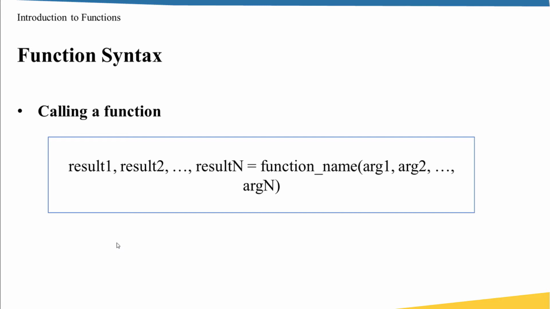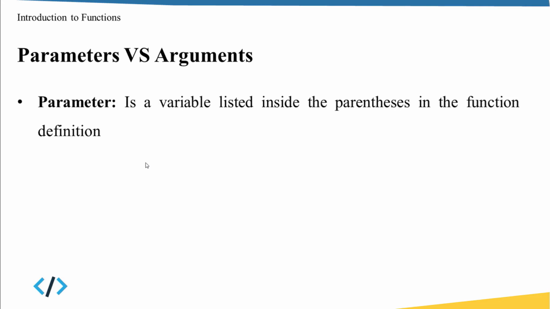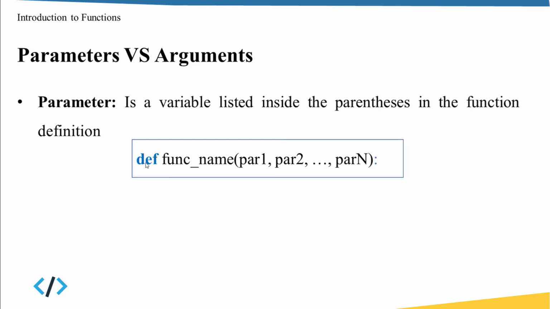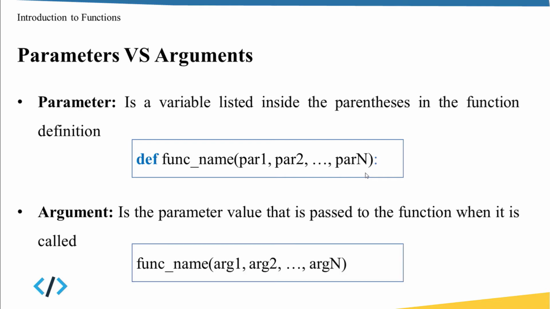As you see, when I define a function, I use the word parameter, but when I call a function, I use the word argument. So what is the difference between parameters and arguments? A parameter is a variable listed inside the parentheses in the function definition. So when you say def function name and you put here some names, these names are known as parameters. Whereas an argument is the parameter value that is passed to the function when it's called. So when you call a function, we say argument 1, argument 2, argument n.